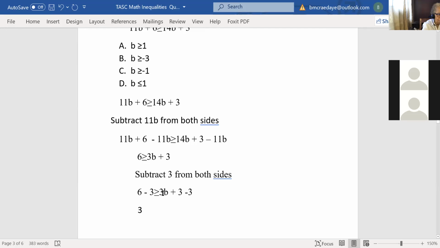3B plus 3 minus 3. 3B. What's a plus 3 and a minus 3? No, Maureen, a plus 3 and a minus 3? 0. Remember, the plus minus of the same constant or variable or combination of constant and variable is always 0. So what do I have left on the right side? Just 3b, right? Right here. Yes.